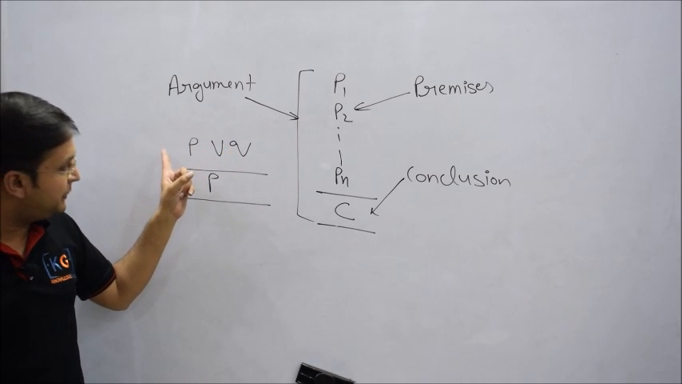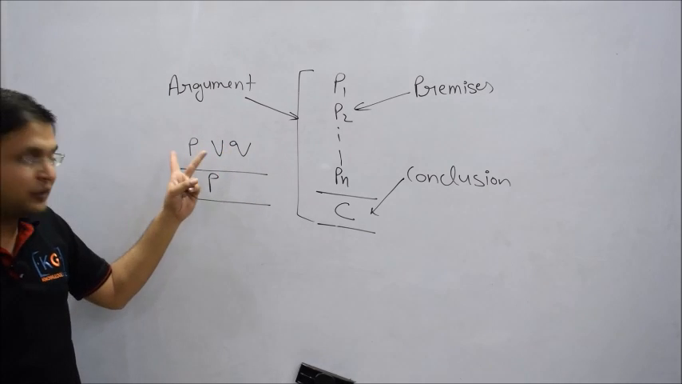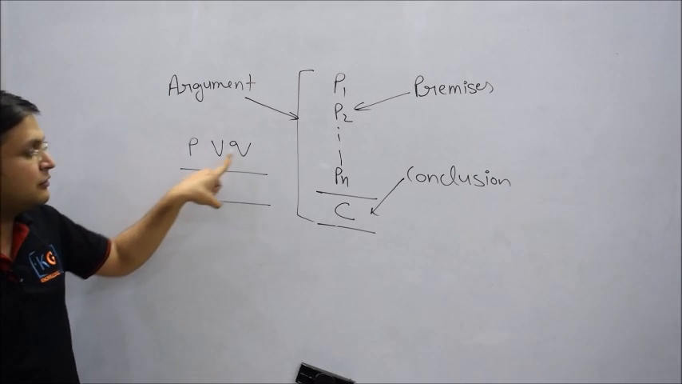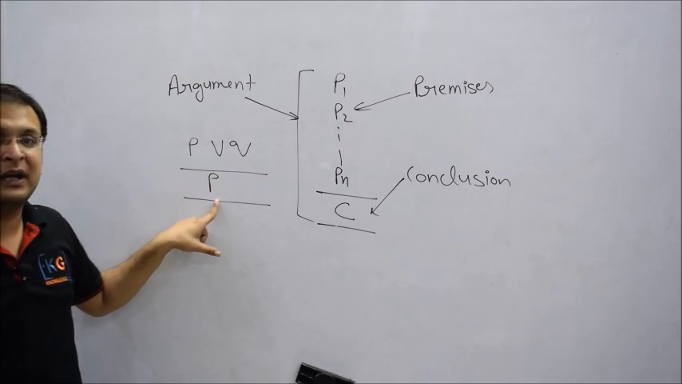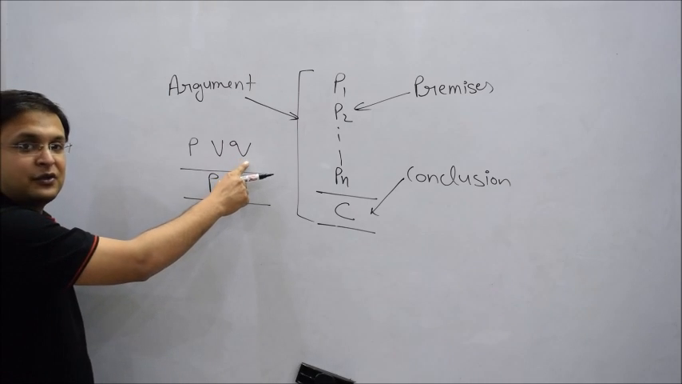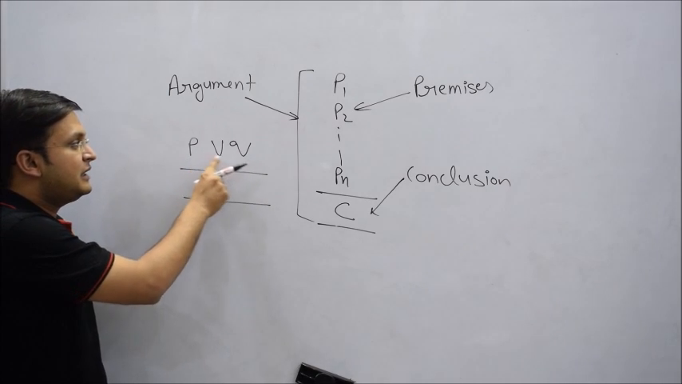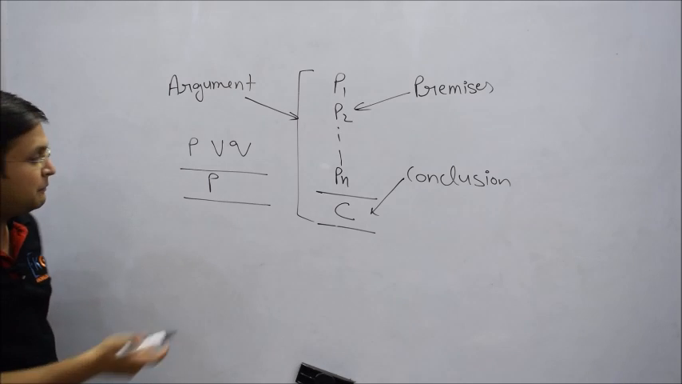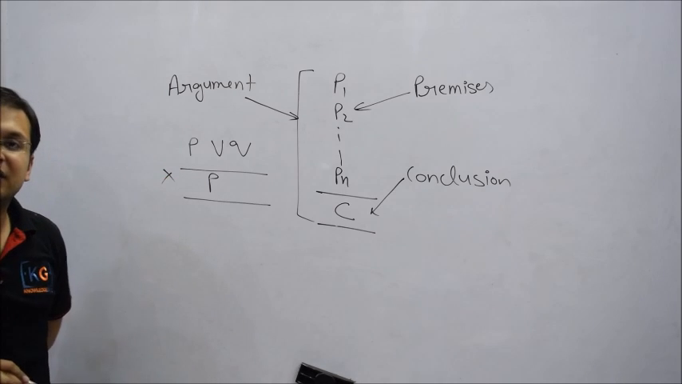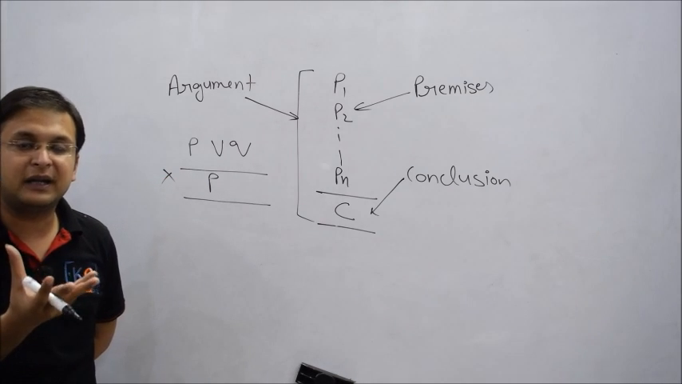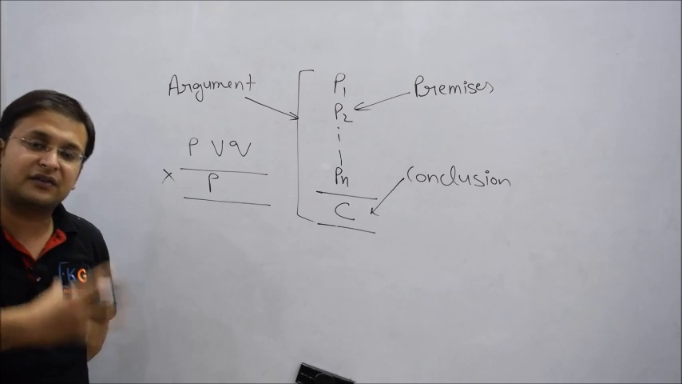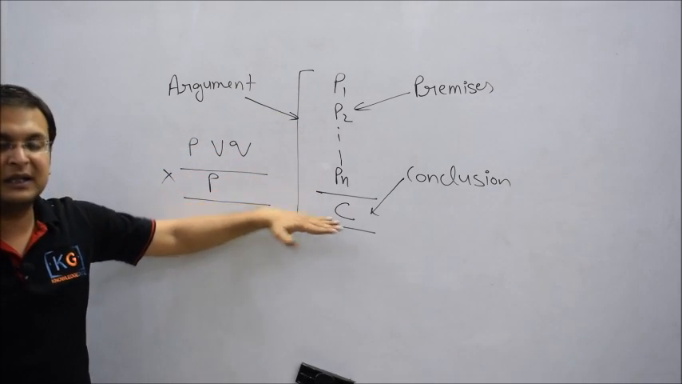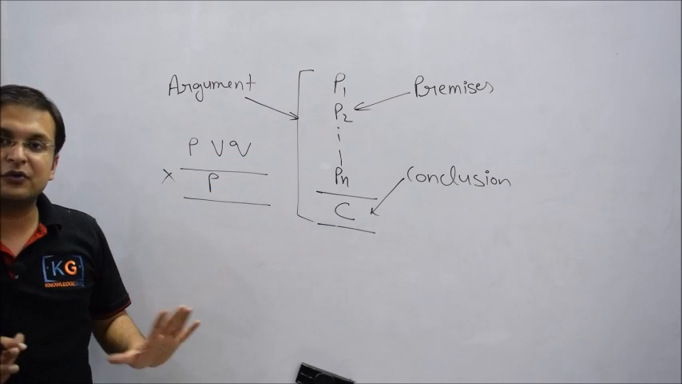Now you understand that it is not necessary that if P disjunction Q is true, then P is also true. Why? If only Q is true, it is still possible that P disjunction Q is true, but it is not required that P is true. It means this argument is wrong. So how do you find whether an argument is valid or invalid? If using premises you can derive the conclusion, then the argument holds good, otherwise not.